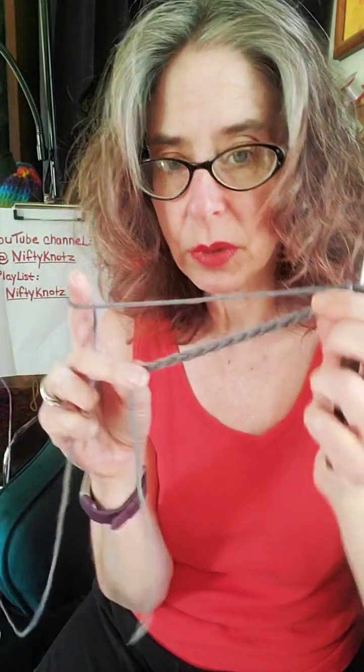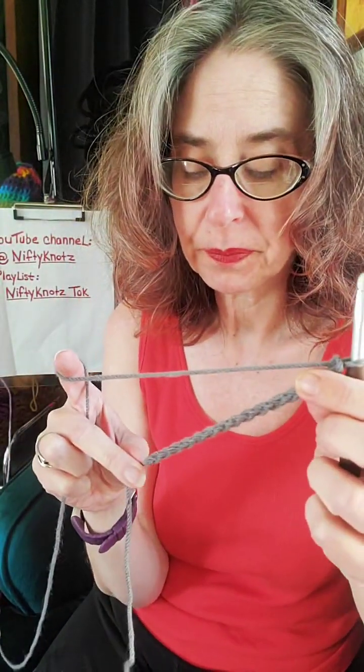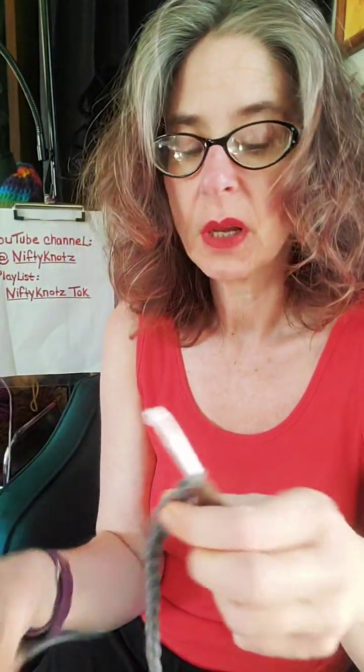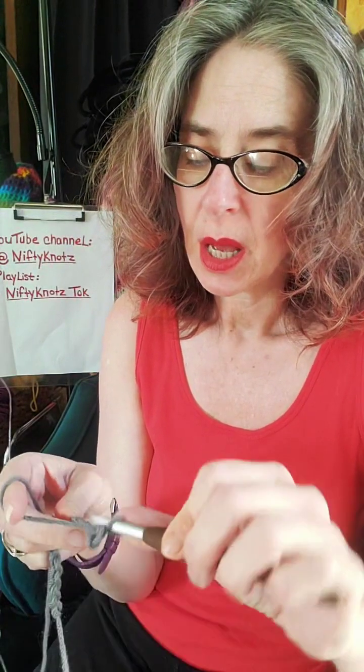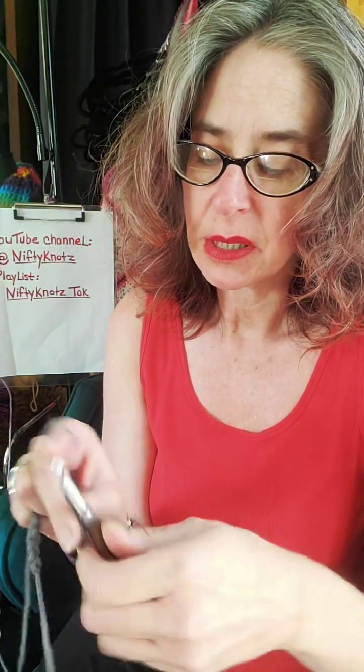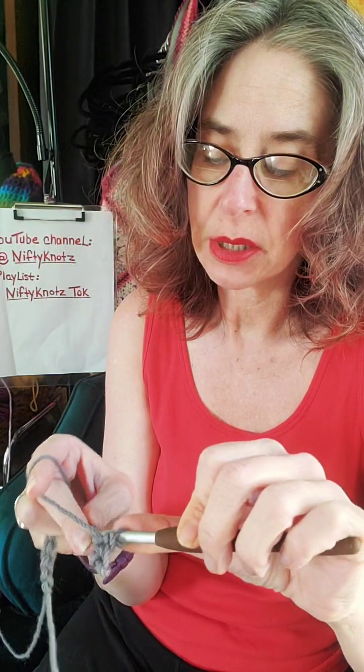Okay, so I'm going to work with a swatch of 15. So I'm going to do 2 rows of single crochet for 15, just so that I have a decent base that I can show you guys the stitches on.